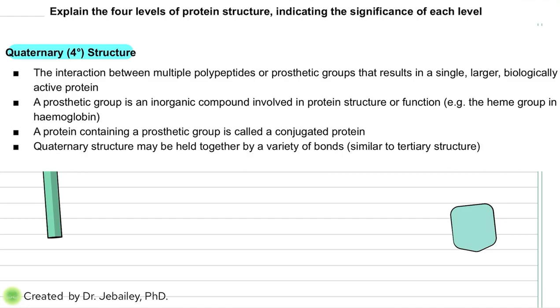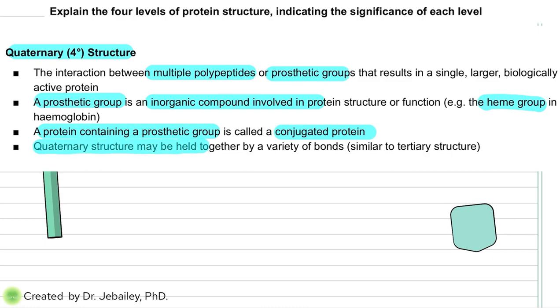This is where you have multiple polypeptides and prosthetic groups, as I mentioned. And these prosthetic groups are usually inorganic. This is what I was talking about, for example, the heme group or the iron. And a protein containing a prosthetic group is usually a conjugated protein. And here, the quaternary structures may be held together by a variety of bonds, just like the tertiary. Now here it doesn't show, but usually they can talk about how hemoglobin is part of the quaternary structure.